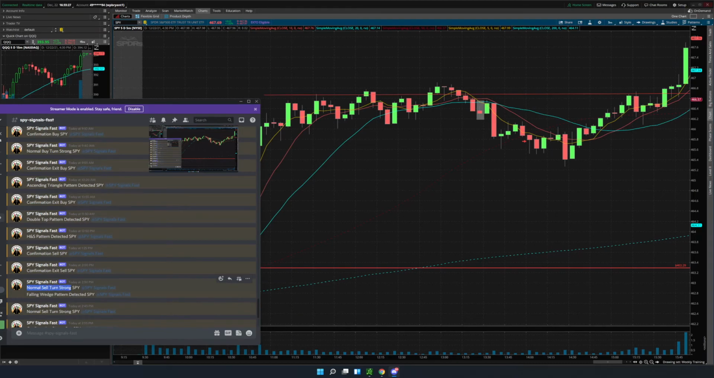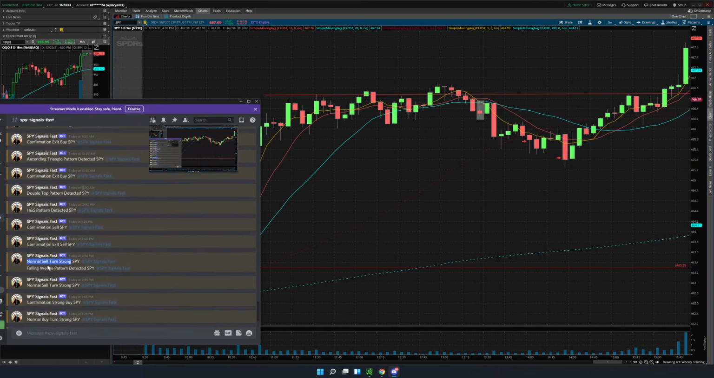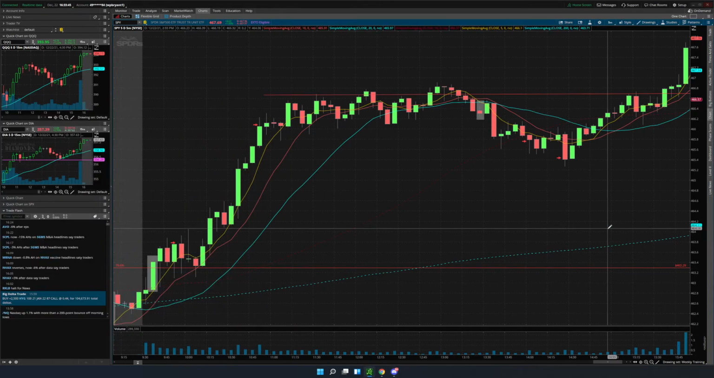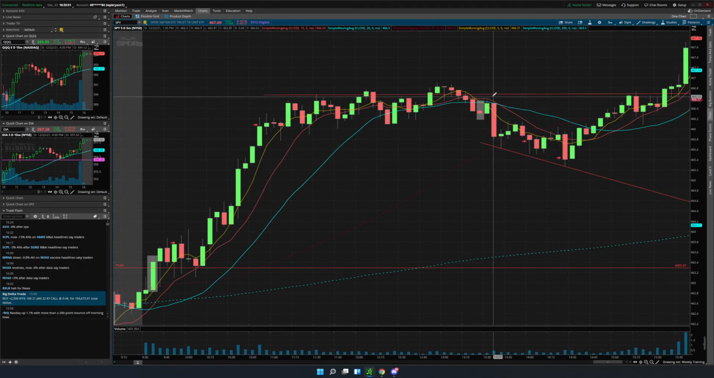And then we had that normal sell turn strong at 2:30. All right, that was this candle. And obviously it didn't last, it popped back up. But that was still a pretty decent signal. We had a falling wedge pattern detected at the same time. So what does that look like? So that gives us an idea when this is going to give us some downside, that we did have a falling wedge pattern.